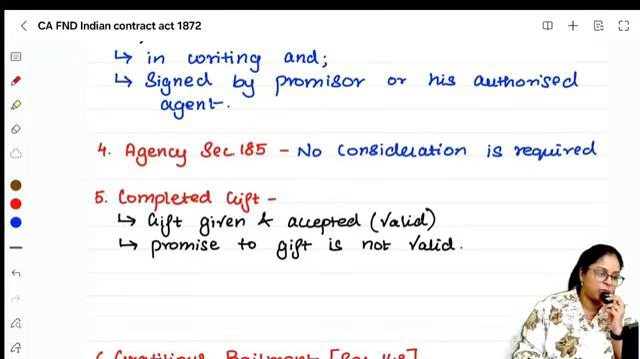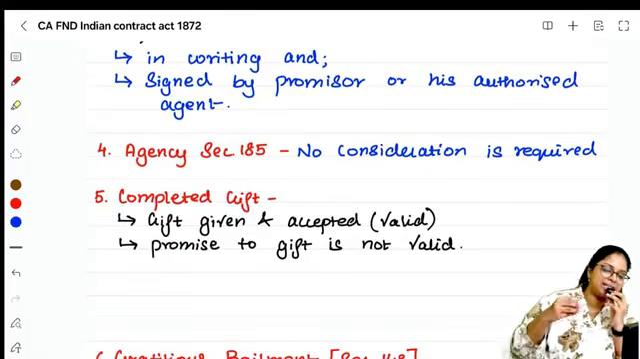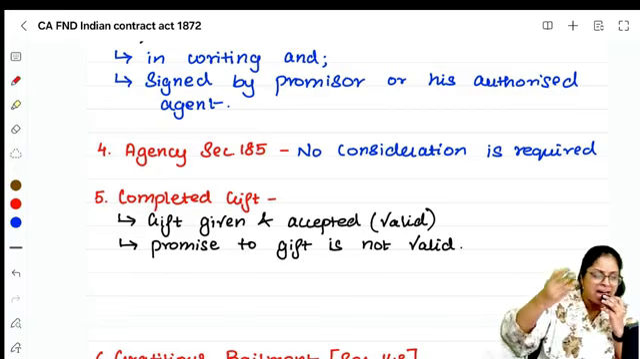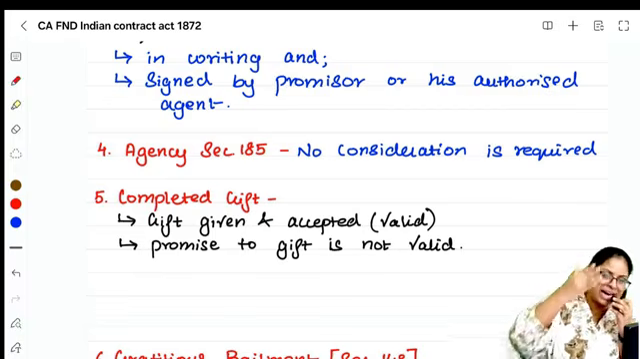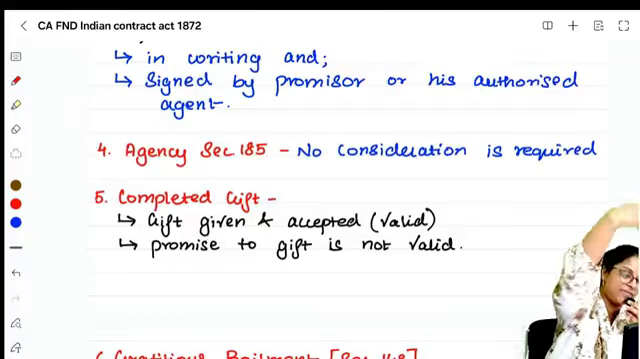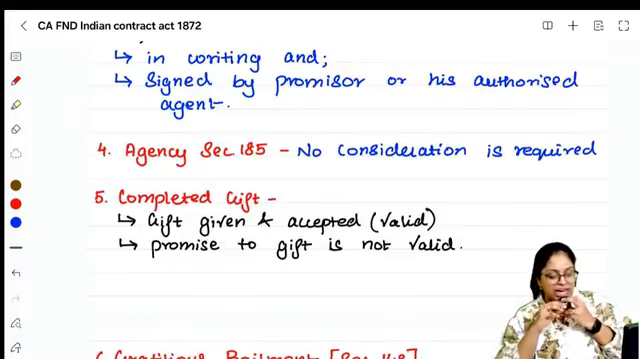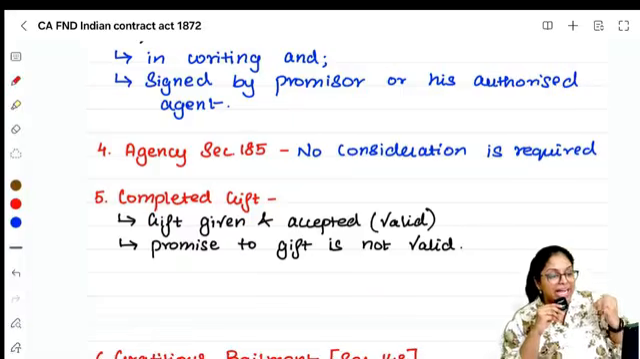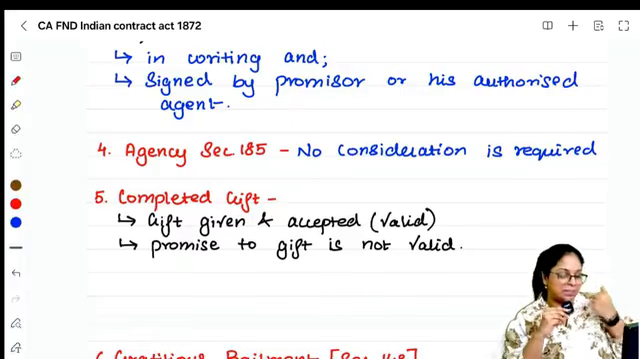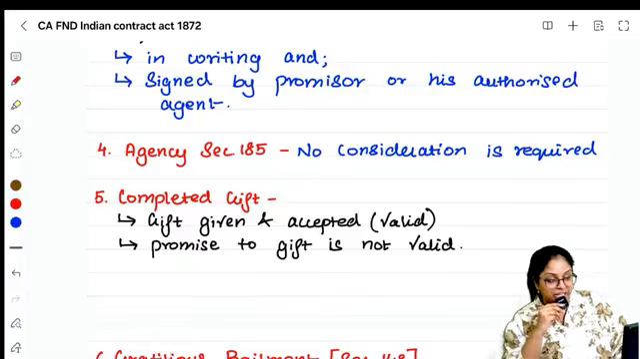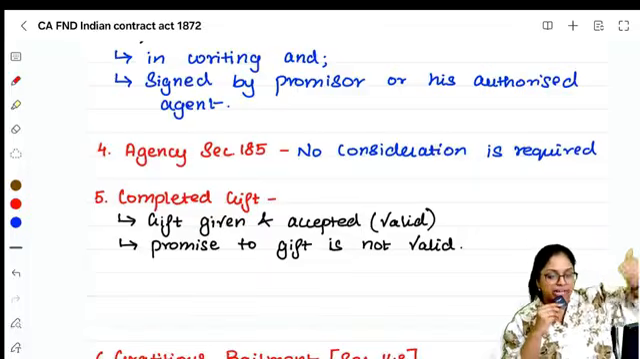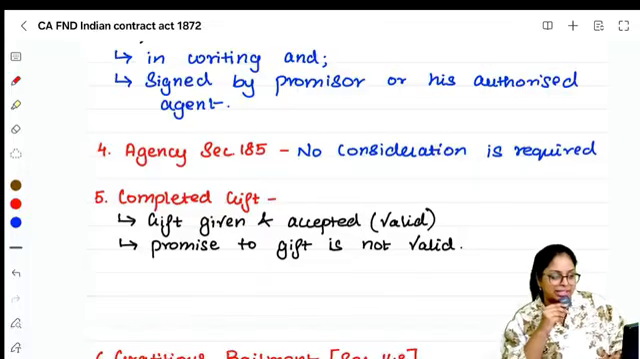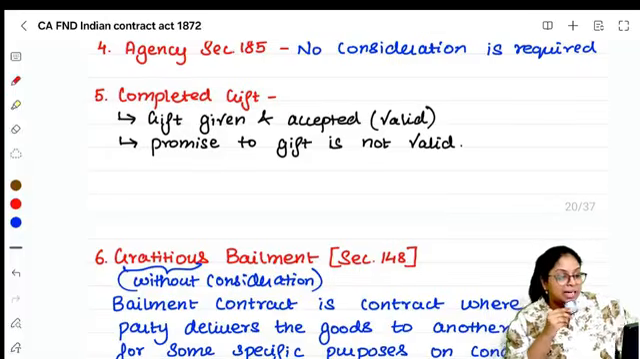And the fourth and fifth ones are very easy. In agency, let's say the principal, you are the agent, I give you goods, I will not take anything back in return. Because the goods are not given to you, you have to sell them to someone else. So here in agency, I am giving you goods, I don't expect anything back from the agent. I want him to sell those goods. So it's one sided consideration, but still it is valid.